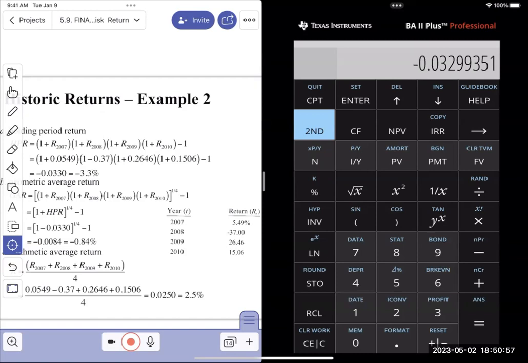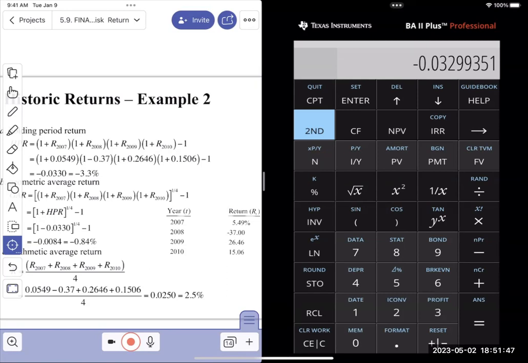Now I got your number. So you're probably right. I probably did something wrong. Let me do it one more time because it does round up. 1.0549 times 1 minus 0.37 times 1.2646 times 1.1506 equals minus 1. Yeah, okay, so you're right. My number was off. I think I probably typed 3.34 rather than 0.37. Anyway, we have the video evidence.